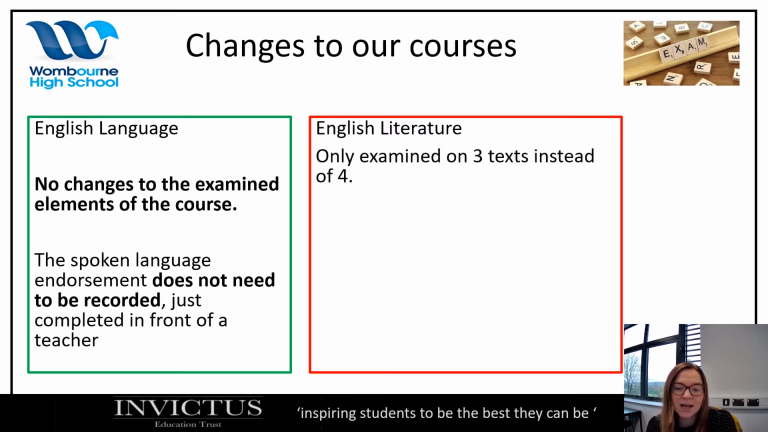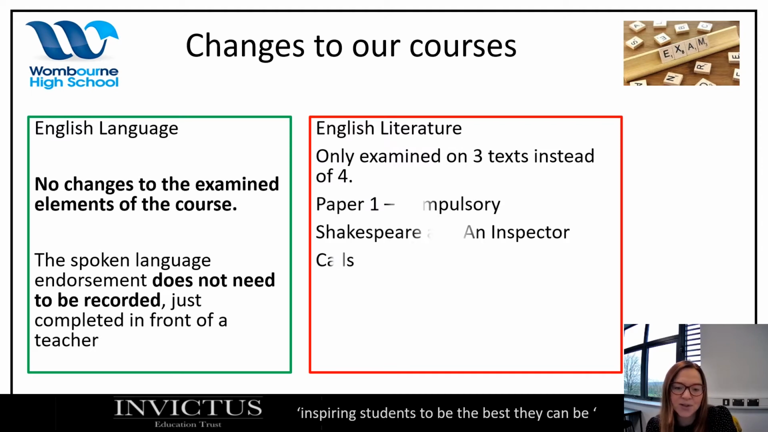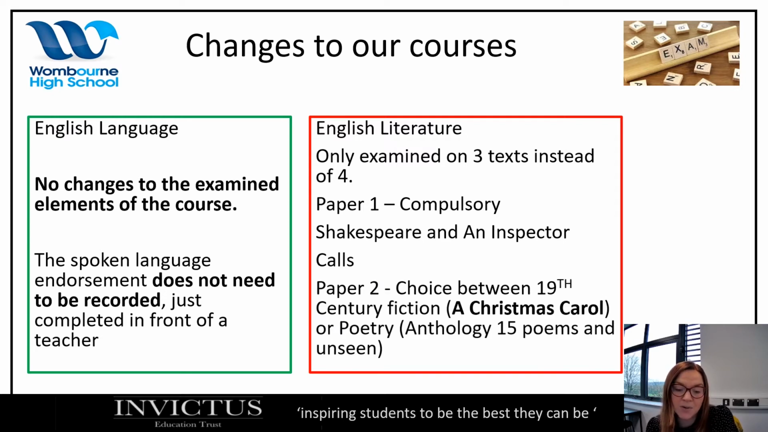The English Literature course, they have changed slightly. You only examine now on 3 texts instead of 4 sections. Paper 1 for EdXL was compulsory, so Shakespeare and your modern text, which we study in An Inspector Calls, are the compulsory components. And it was paper 2 where you had the choice between 19th century fiction, A Christmas Carol, or your poetry. As we hadn't studied the poetry, we obviously decided to drop the poetry. So for our course this year, all students are doing Shakespeare and An Inspector Calls and A Christmas Carol, which means that we've only got Shakespeare left to finish.